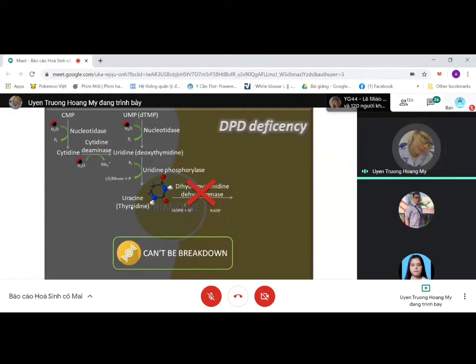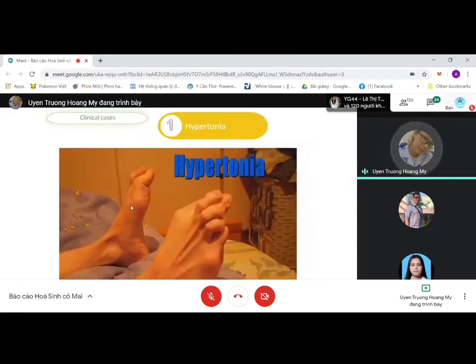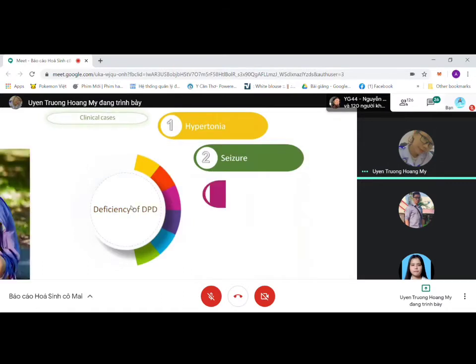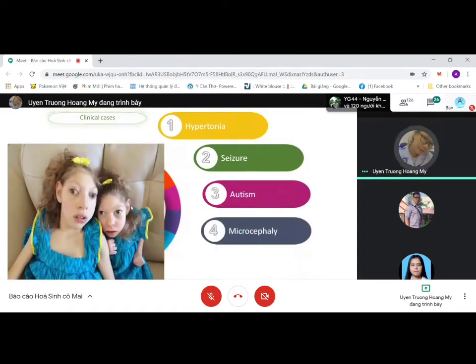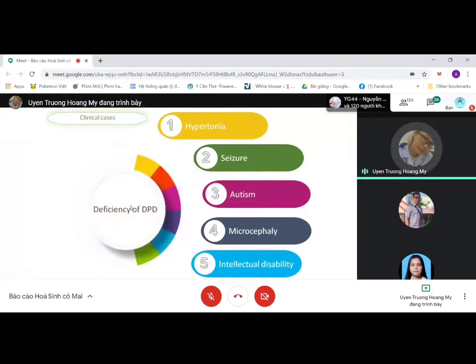In infants with severe DPD deficiency, the signs and symptoms may include hypertonia, seizure, autism, microcephaly, intellectual disability, and the last, delayed motor skills.